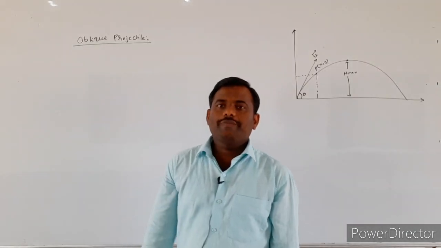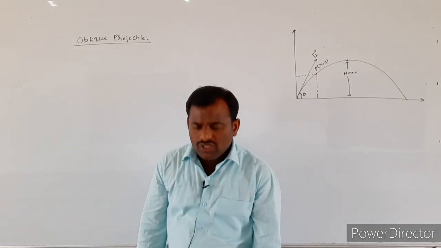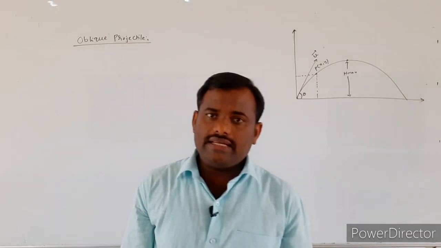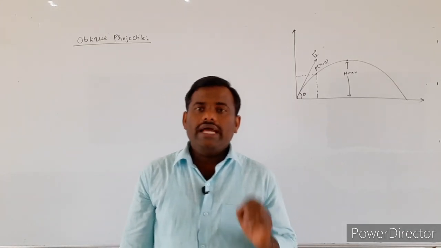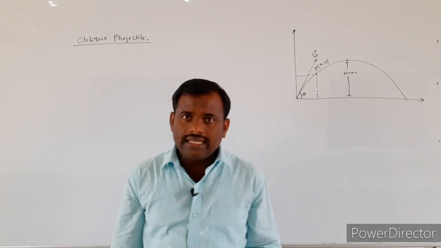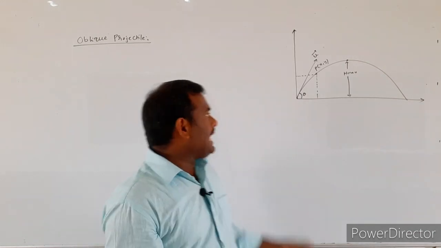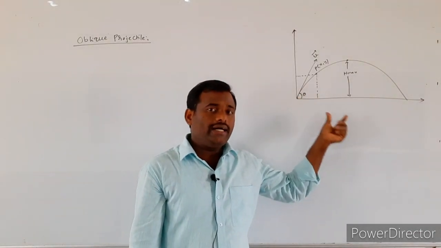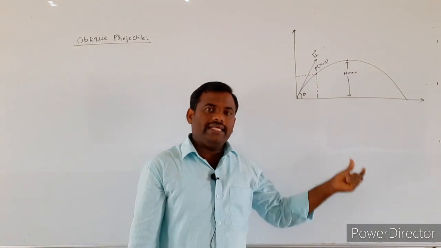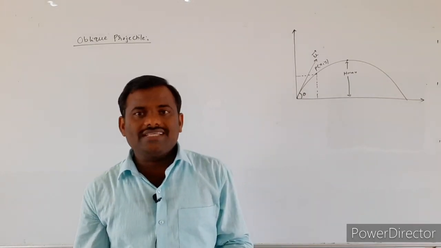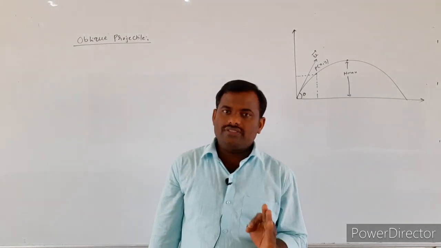Okay. Next topic is oblique projectile. How can we define an oblique projectile? If any body is projected into the air with a certain initial velocity, making an angle theta, which should always be less than 90 degrees, then such a body is called a projectile.